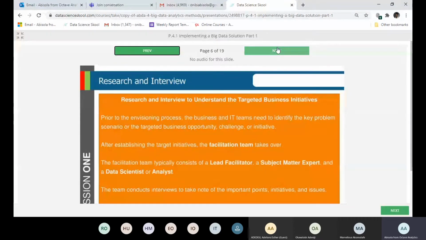So they could interview the business people or the business stakeholders within the organization. And the business stakeholders are the people that know about the business. They are like the managers, the executives, and stuff like that. So those are the business stakeholders. So they capture the business objective or goals from them.